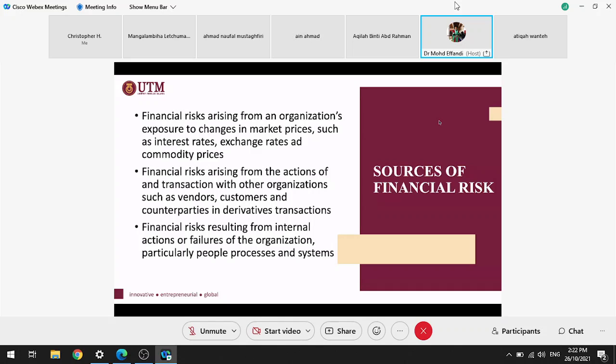And then the last one is the financial risk resulting from the internal action or failure of the organization. Okay. So this one is more minute, more micro. We're looking at the company itself, the way that they manage the business. So on top we have macro. Second one is more on the business landscape, and the last one will be on the micro aspect of the business. So we're talking about human.